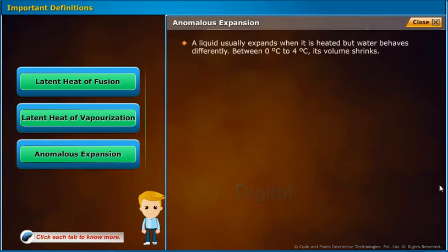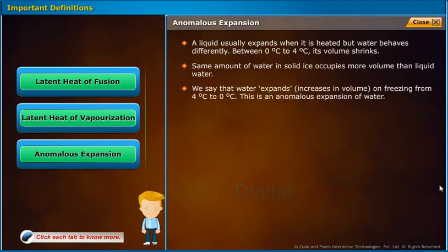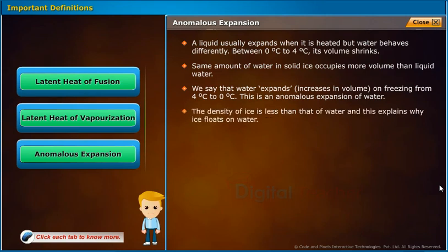A liquid usually expands when it is heated, but water behaves differently. Between 0 degrees centigrade and 4 degrees centigrade, its volume shrinks. The same amount of water in solid ice occupies more volume than liquid water. We say that water expands, increases in volume, on freezing from 4 degrees centigrade to 0 degrees centigrade. This is the anomalous expansion of water. The density of ice is less than that of water, and this explains why ice floats on water.